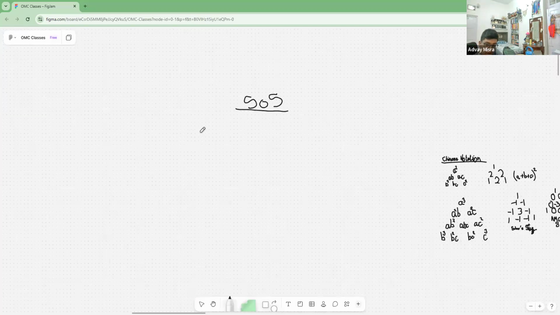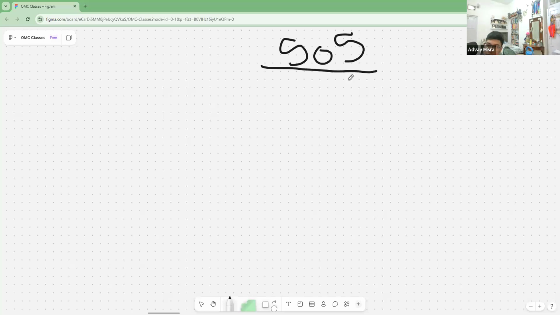So first off, what is sum of squares, or SOS? The idea in SOS is that you write an inequality expression. Let's say you've got some h of A, B, C is greater than or equal to 0.